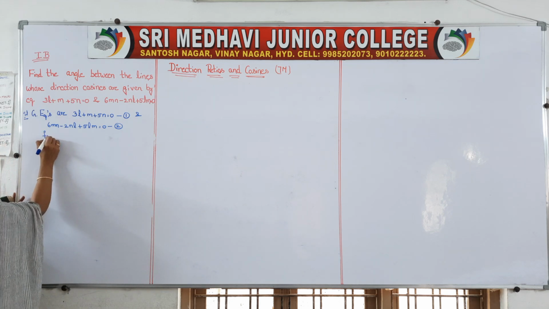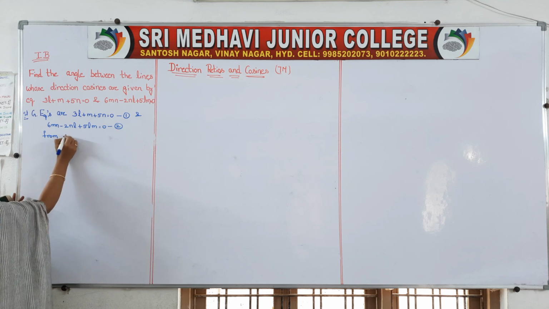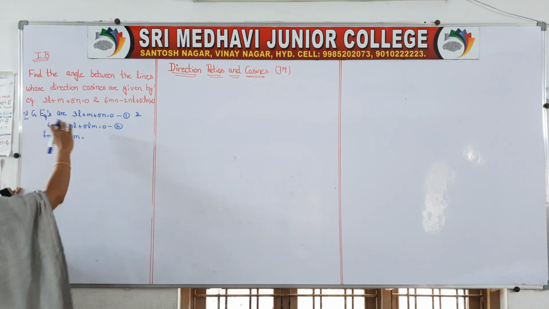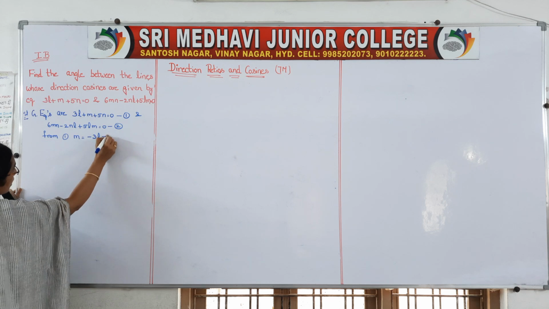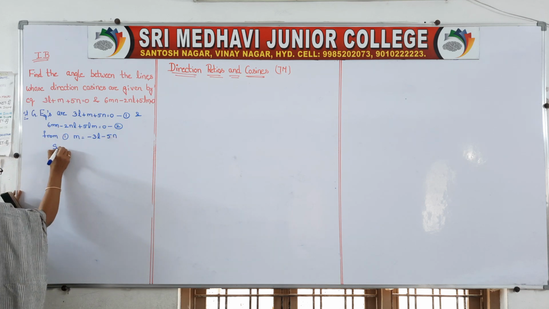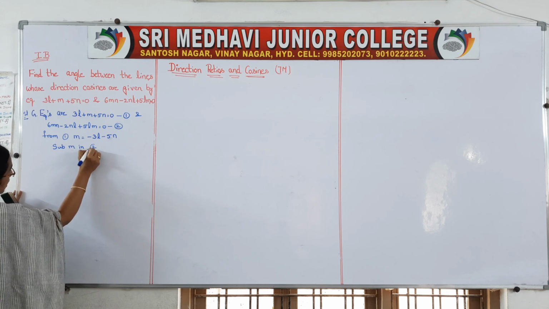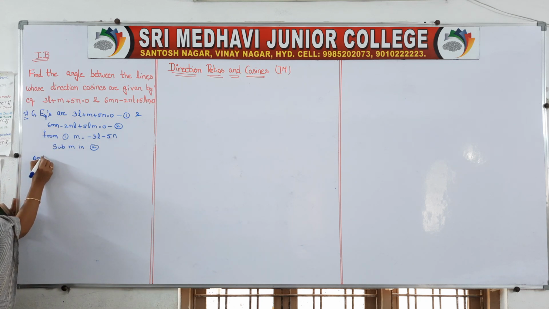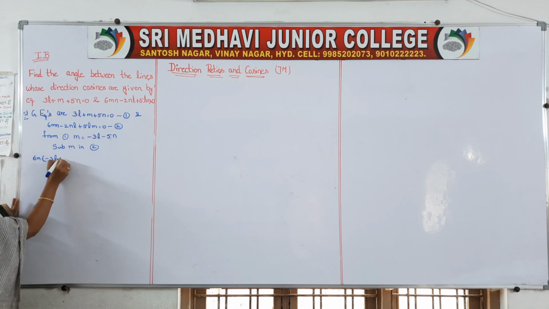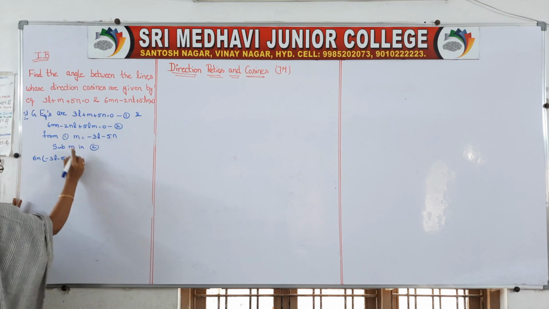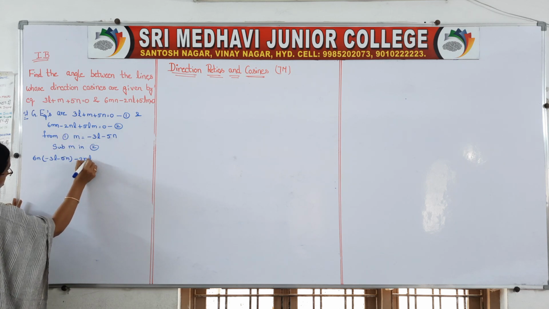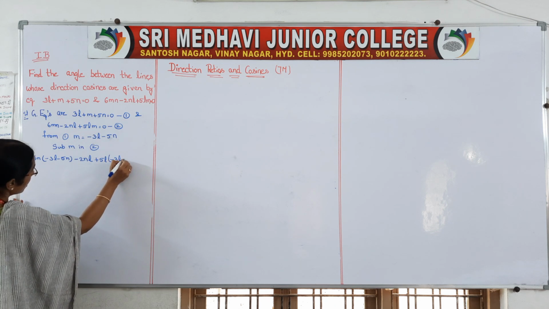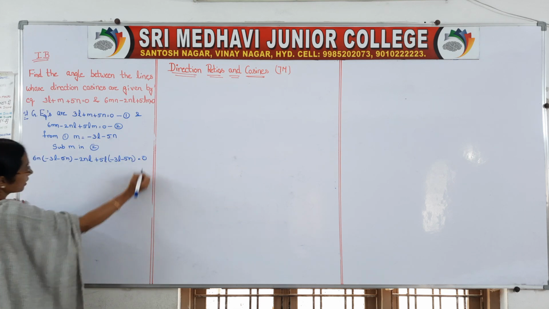So from 1, you take one simple value, right? What is that? m is equal to, we can take m, since m is not having any multiple values, as minus 3l minus 5n. Substitute m in the second equation. Wherever m is there, we have to substitute. So 6n into m, wherever m is there, minus 3l minus 5n. Next to that, minus 2nl. No need to take the m value. But here again m is there. So 5l into minus 3l minus 5n. Be careful while taking the values.